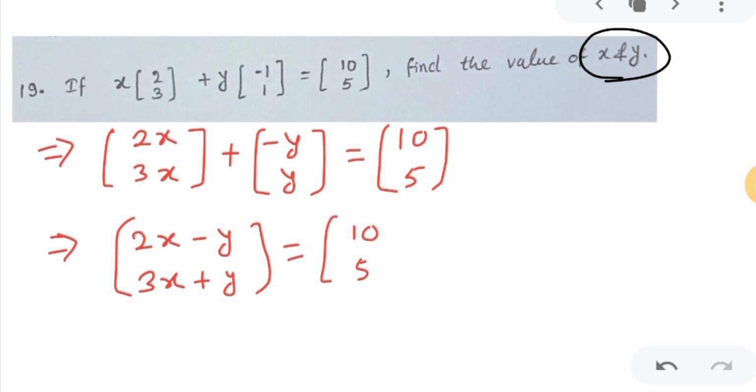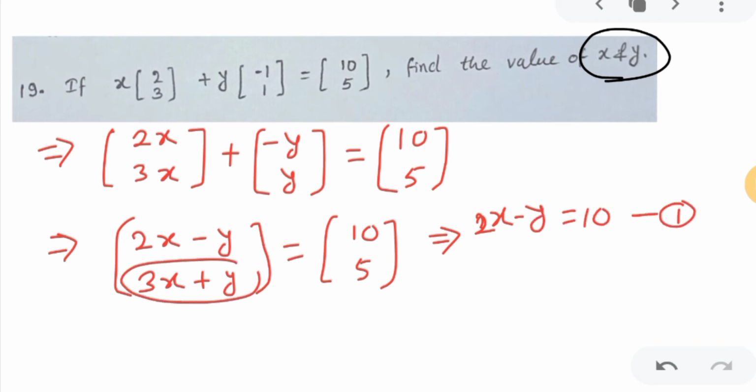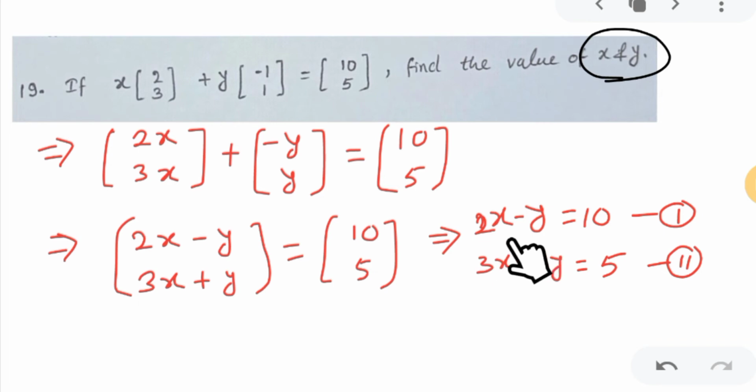And if two matrices are equal, it means corresponding elements will be the same, so 2x minus y is equal to 10. So from here I will get 2x minus y is equal to 10, correct? And from the second element, 3x plus y is equal to 5. So 3x plus y is equal to 5. These two equations we will get. Now I will solve these two equations, two variables, and I will get the value of x and y. So how can we solve?